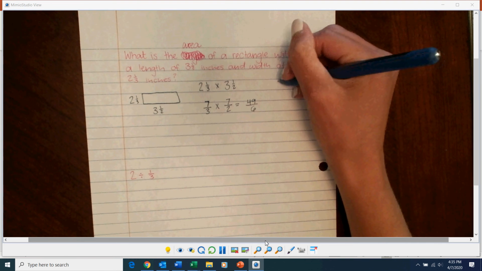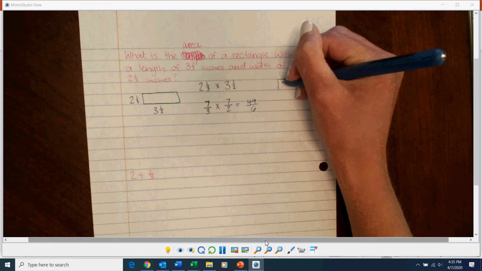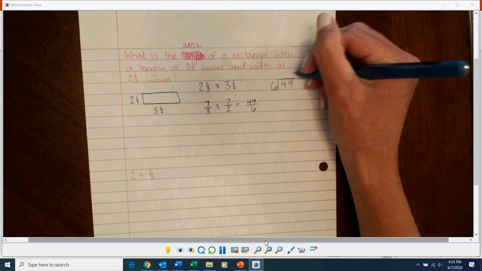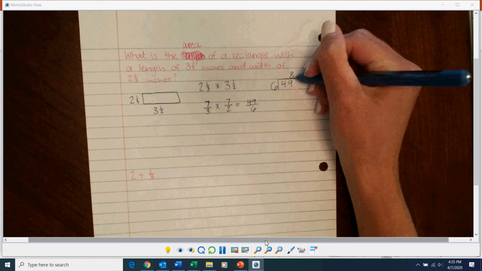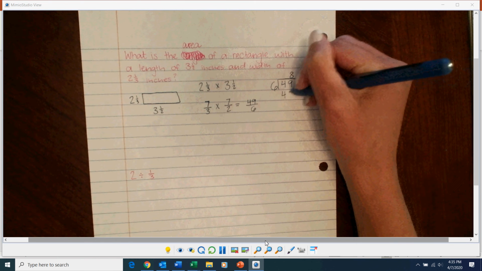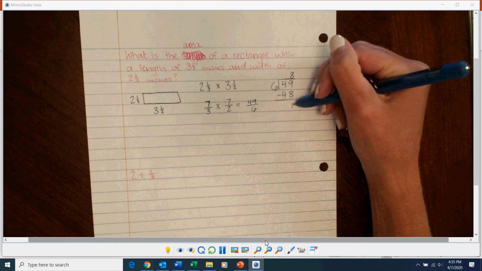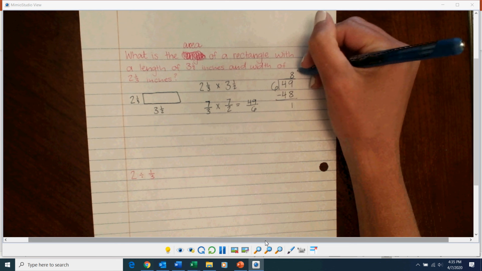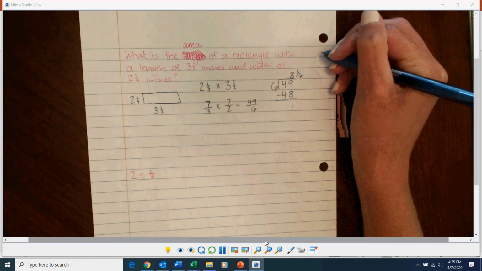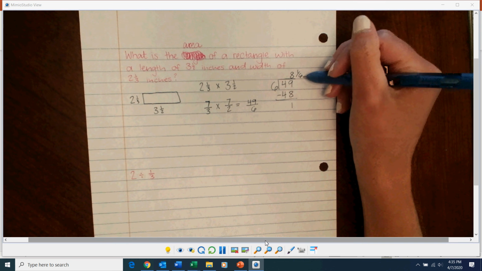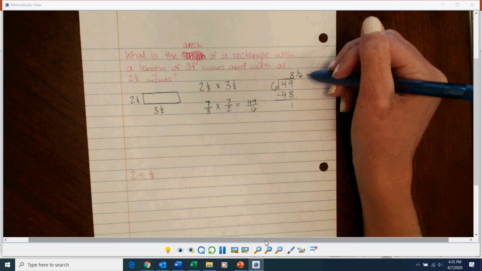That means I need to divide. 49 divided by 6. 6 can go into 49 8 times. 8 times 6 gives me 48. I subtract and I get 1. I'm going to take my remainder and put it over my divisor. So my final answer for the area of my rectangle is 8 1/6 of an inch.